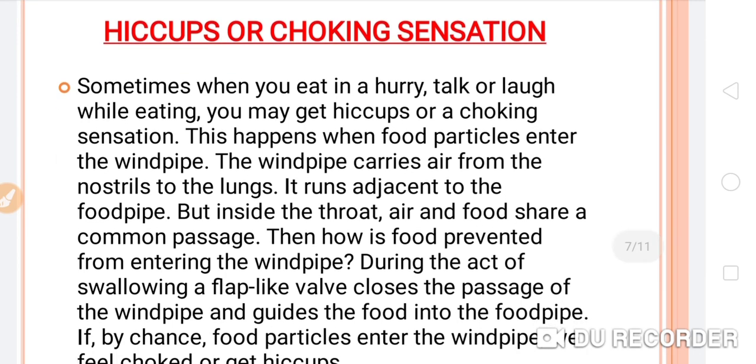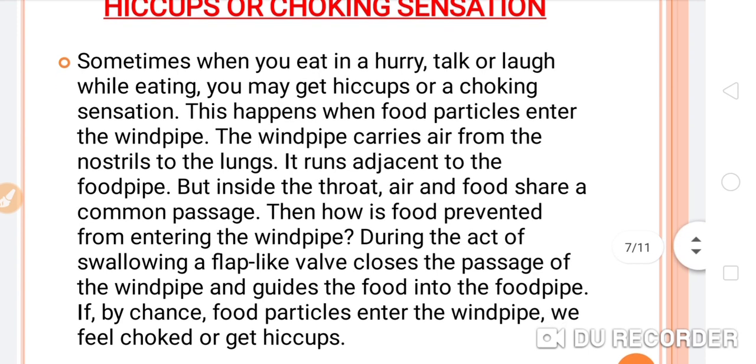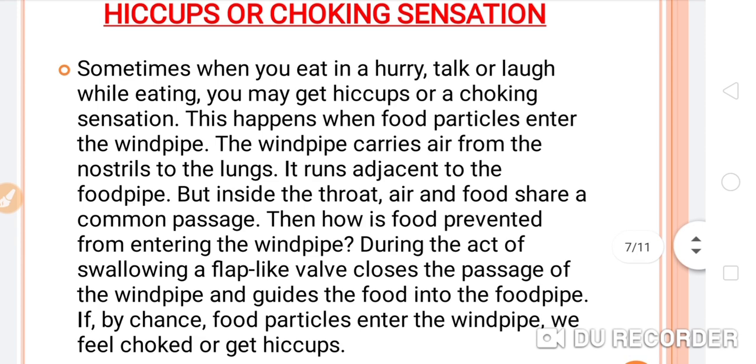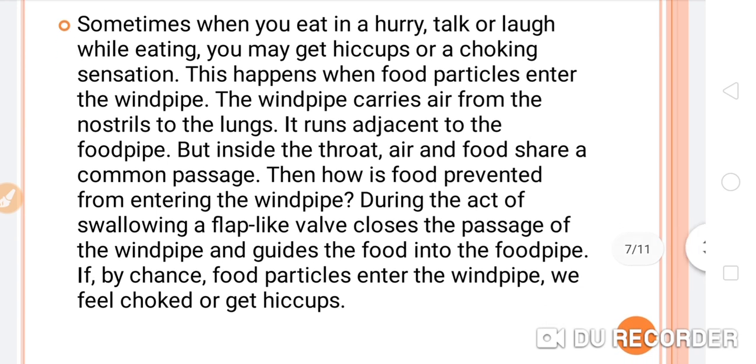Now second important fact, that is hiccups or choking sensation. So what is the hiccups or choking sensation? Let's see. Sometimes when you eat in a hurry, talk or laugh while eating, you may get hiccups or a choking sensation. This happens when food particles enter the windpipe. The windpipe carries air from the nostrils to the lungs. It runs adjacent to the food pipe, but inside the throat, air and food share a common passage.